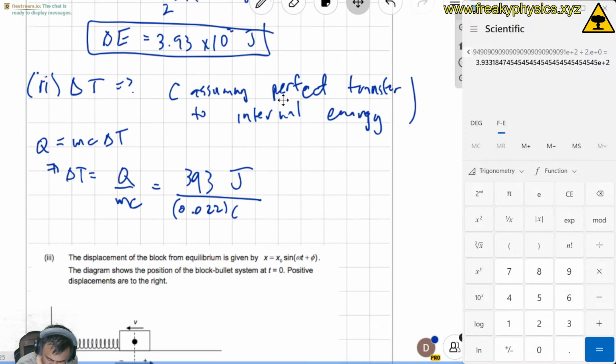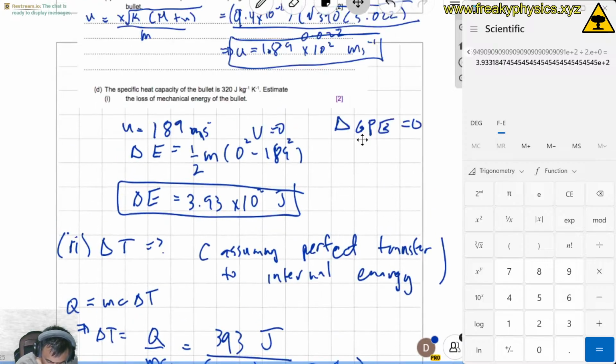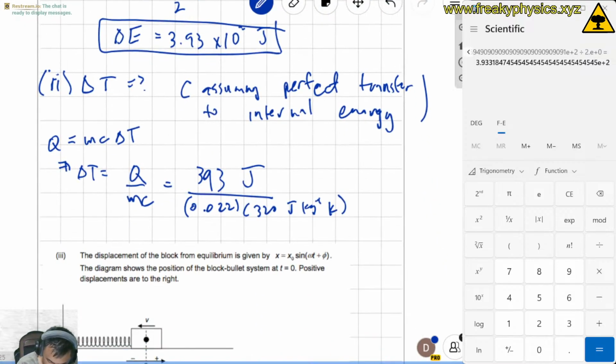C is 320 joules per kilogram per Kelvin. Kelvin, not degrees Celsius? Kelvin. All right, great. So our change in temperature will be expressed in kelvins. Put that back in the calculator: 393 divided by 0.022 and divided by 320. So our change in temperature would be 55, so delta T would be 5.9.